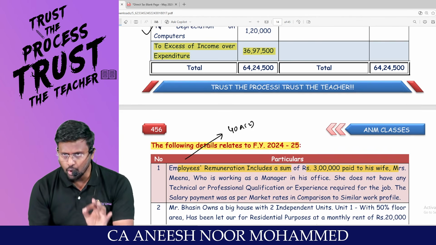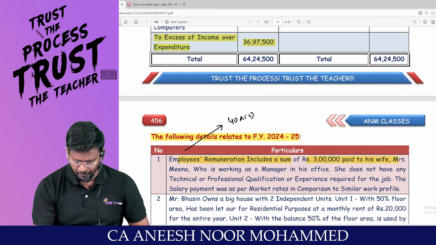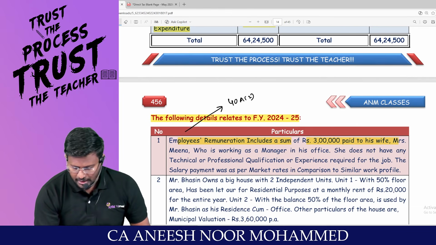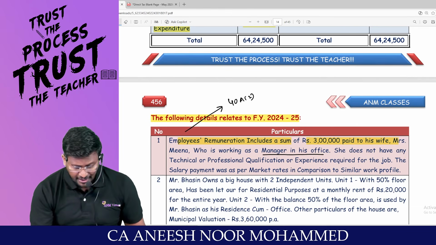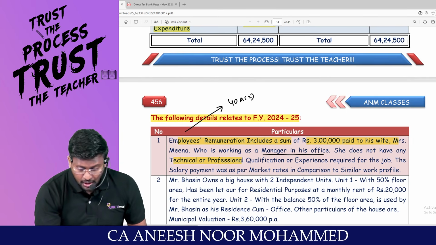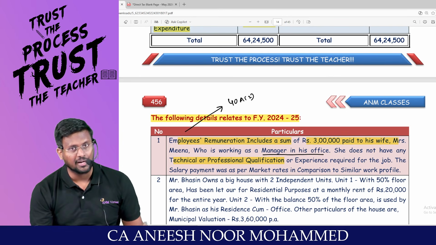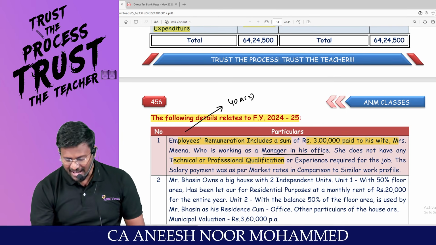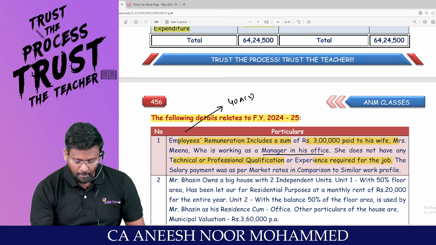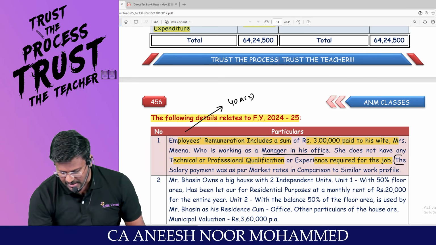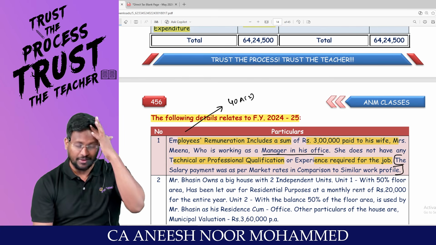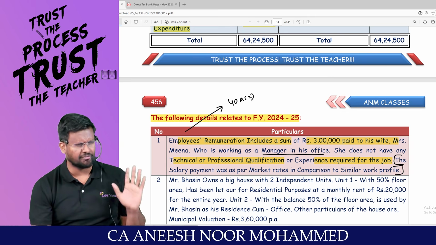Only the payment should not exceed the market limit. That's it. Mrs. Meena, who's working as a manager in his office, does not have any technical or professional qualification and experience required for the job. The salary payment was as per the market rates in comparison to similar work profile. That means there is no excess payment.